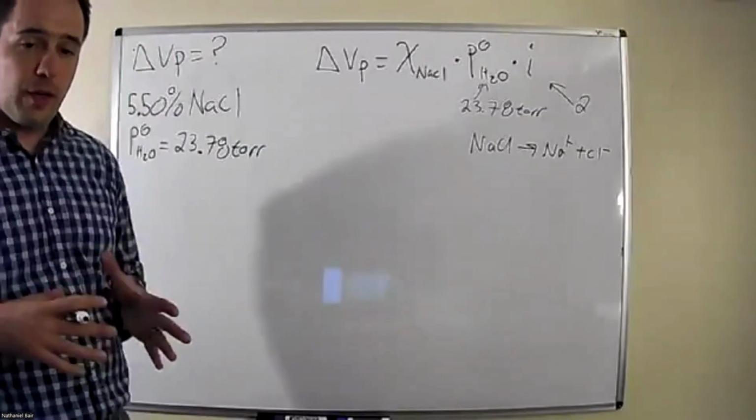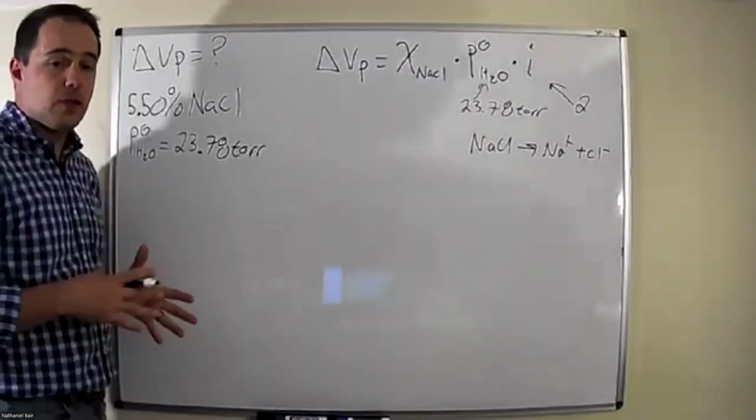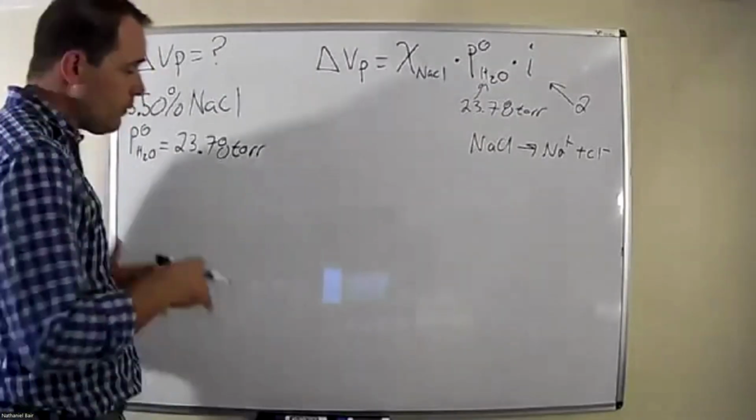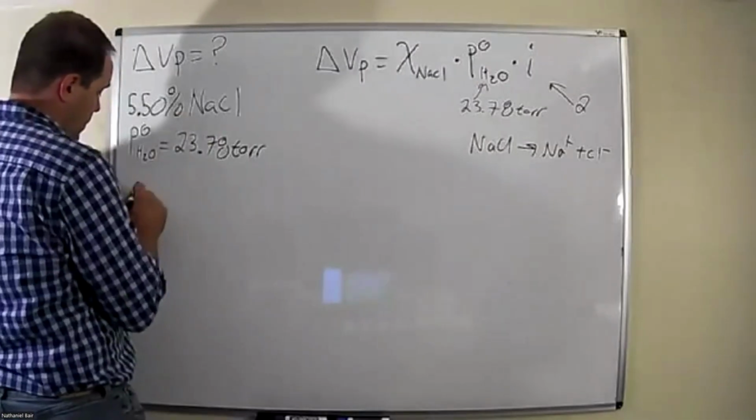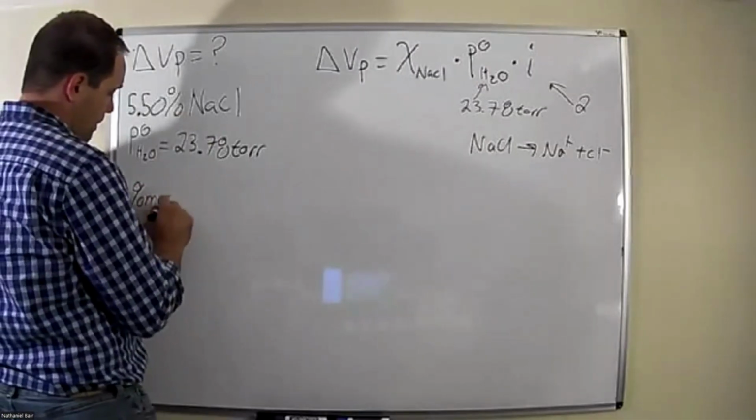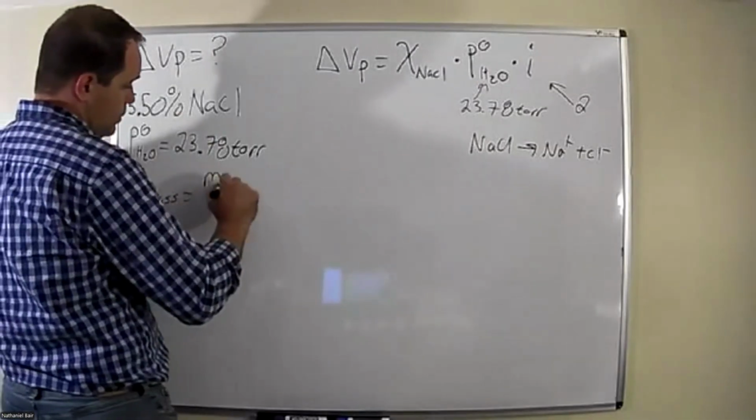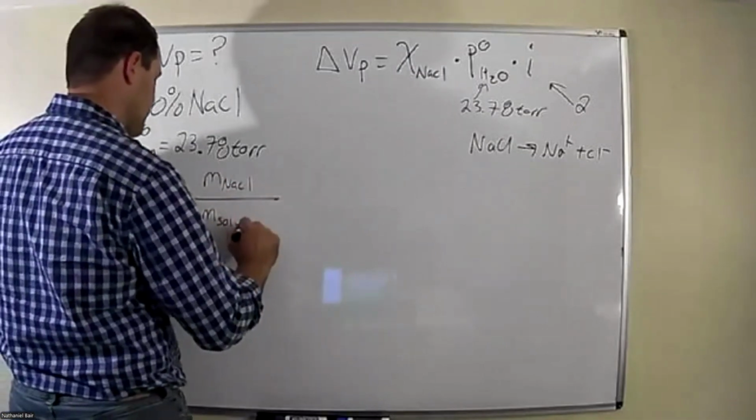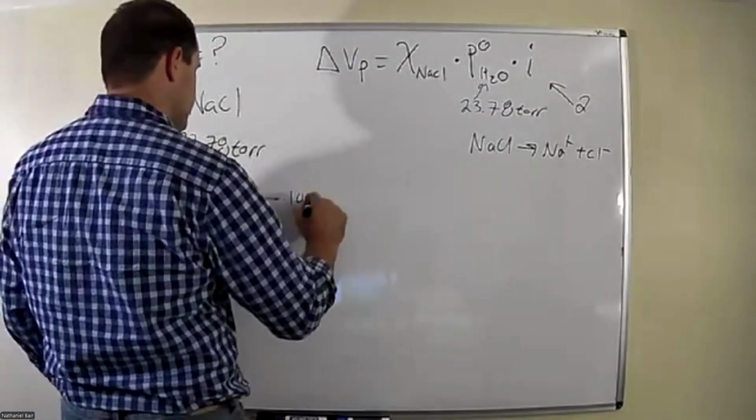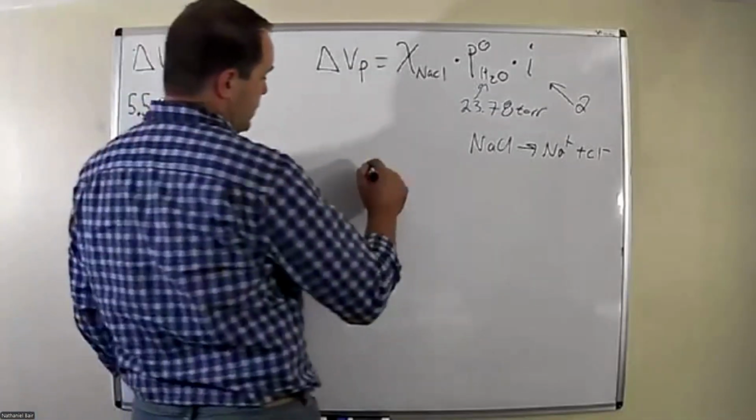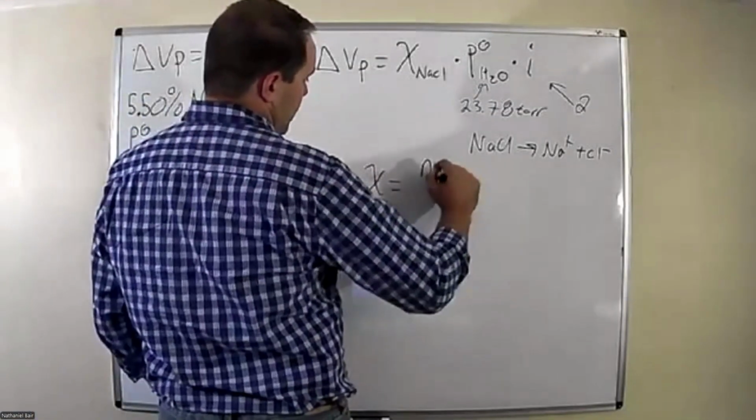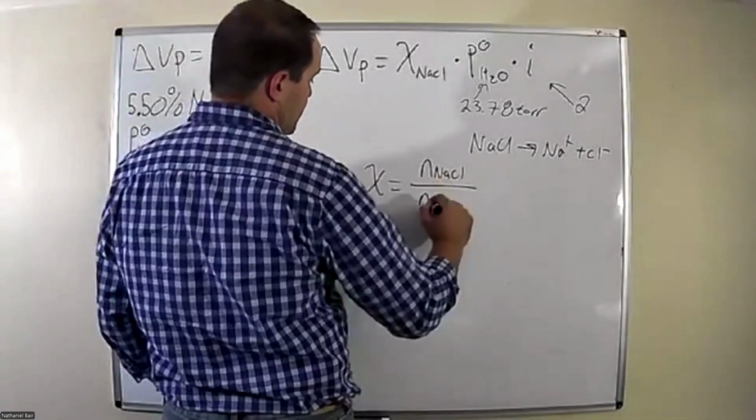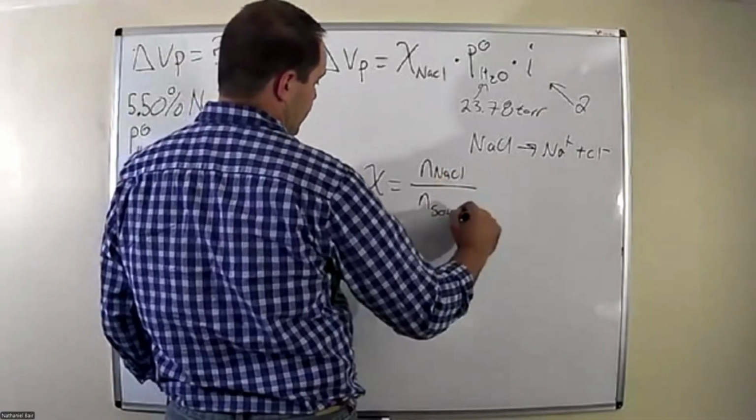Now, the first thing that I recommend when you get this is to write the formula for both. So percent mass is going to be the mass of the solute divided by the total mass of the solution times 100. And then mole fraction is going to be the moles of sodium chloride divided by the total moles of the solution.